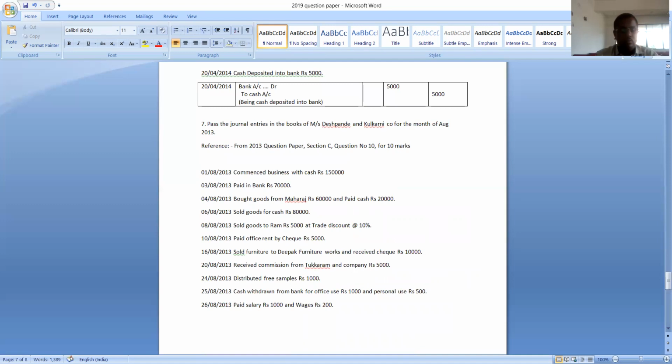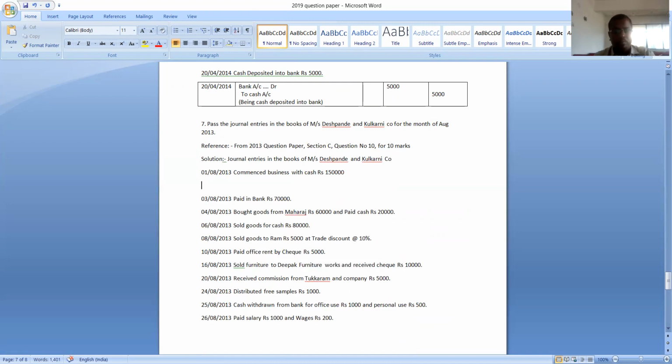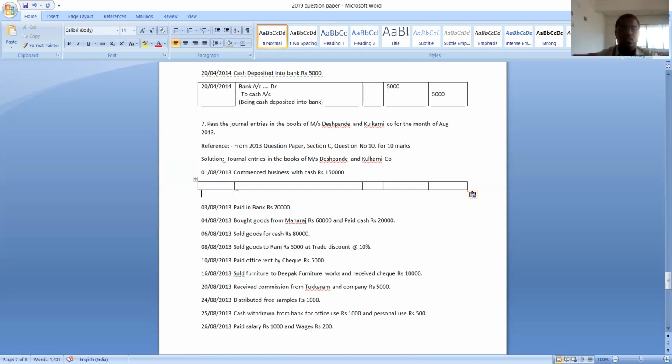Before you write the journal, first you should write solution. Solution is journal entries in the books of Messrs. Deshpande and Kulkarni Company. Fine. This is what we should write. Later we should draft the format of journal. Yes. This is the format of journal.